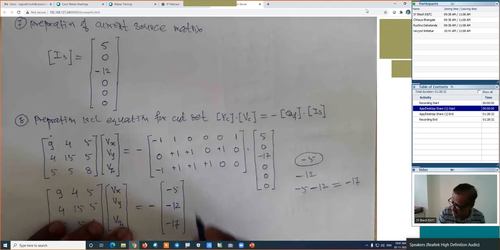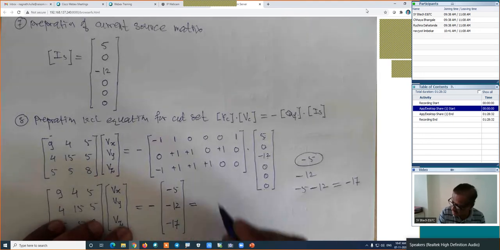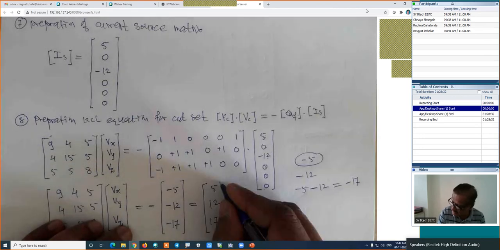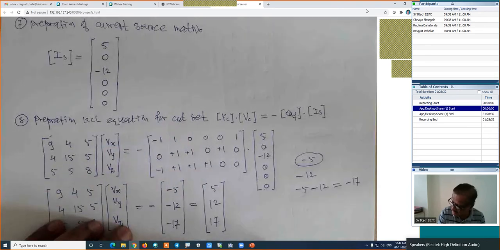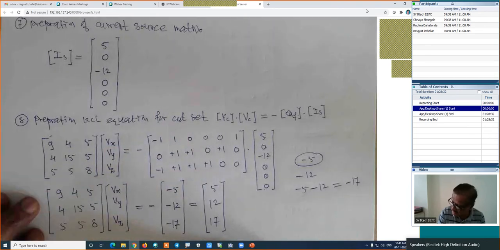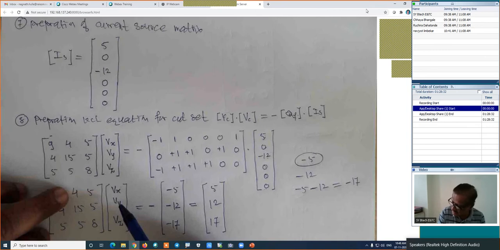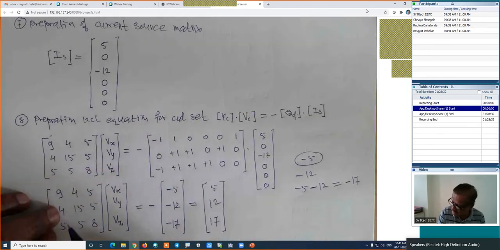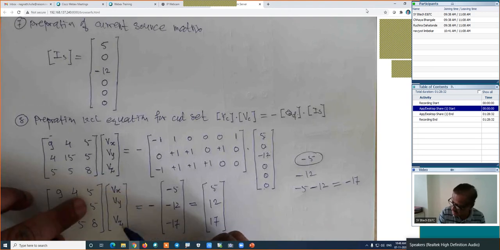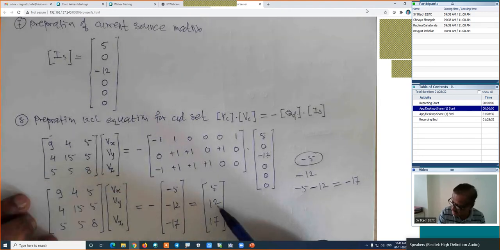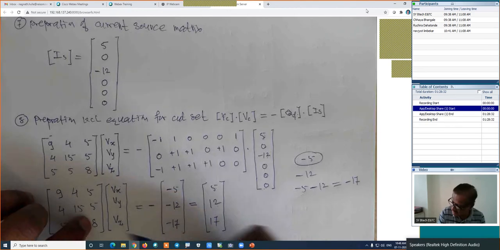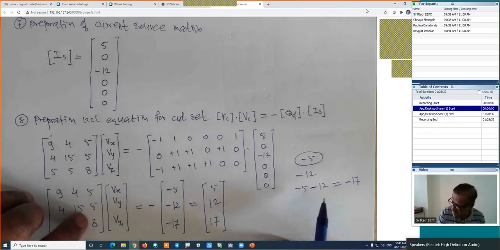Is it right? If we multiply by this minus sign inside the bracket, then this will be plus 5, plus 12, and plus 17. These are the values. Now we have 9Vx, 4Vy, 5Vz equal to 5, which is equation number 1. 4Vx, 15Vy, 5Vz equal to 12 is the second equation. 5Vx, 5Vy, and 8Vz equal to 17, that is the third equation.